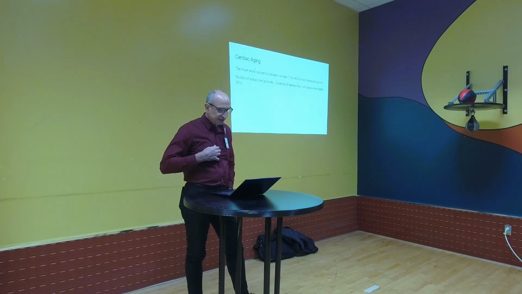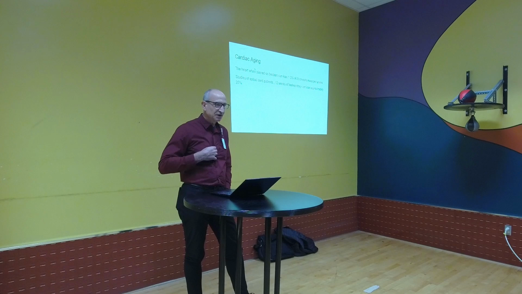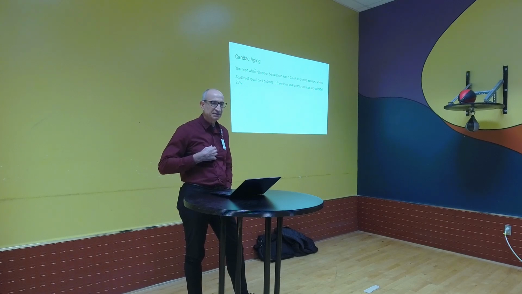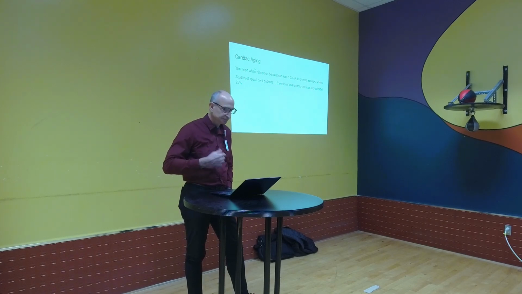The heart, when placed in bed rest, can lose between 1 to 3% of its muscle mass per week. So how low can we go? We've learned this from people with spinal cord injuries. With 12 weeks of bed rest in these spinal cord injury patients, they've lost up to 25% of their cardiac tissue.